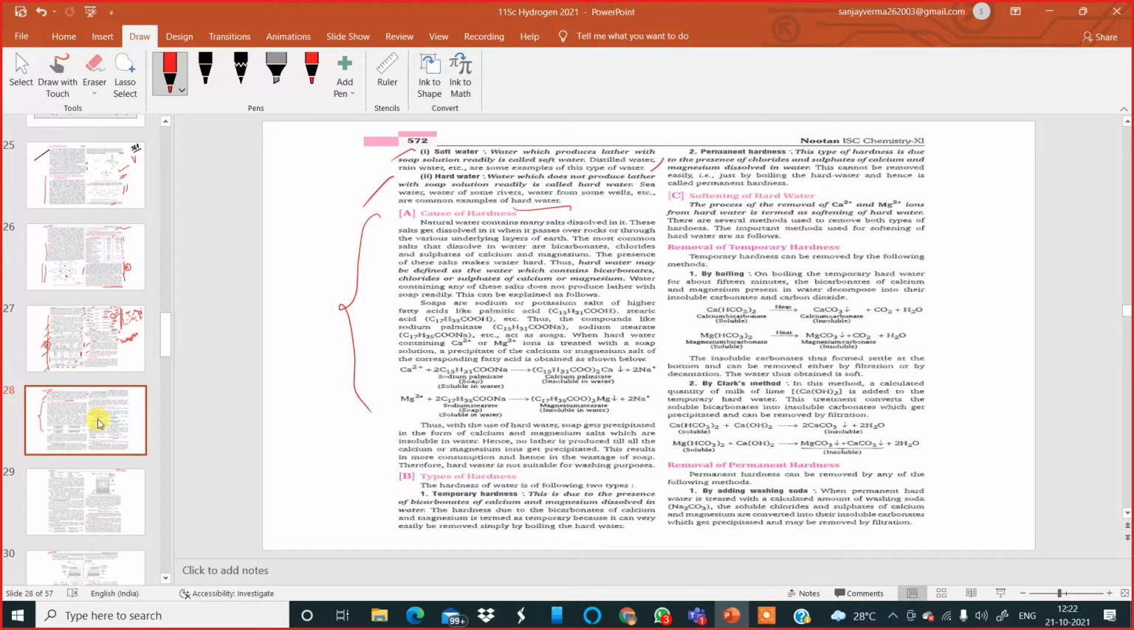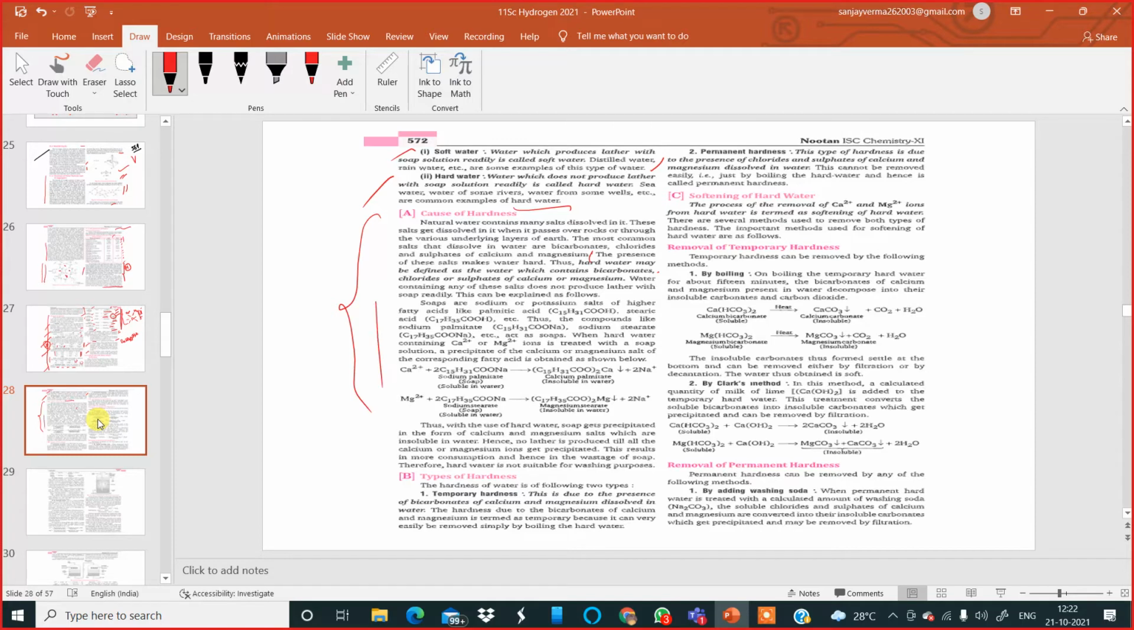Natural water contains many salts dissolved in it. These salts get dissolved in it when it passes over rocks or through the various underlying layers of earth. The most common salts that dissolve in water are bicarbonates, chlorides, and sulfates of calcium and magnesium. The presence of these salts makes water hard. Thus, hard water may be defined as water which contains bicarbonates, chlorides, or sulfates of calcium or magnesium. Water containing any of these salts does not produce lather with soap readily. This can be explained as follows.